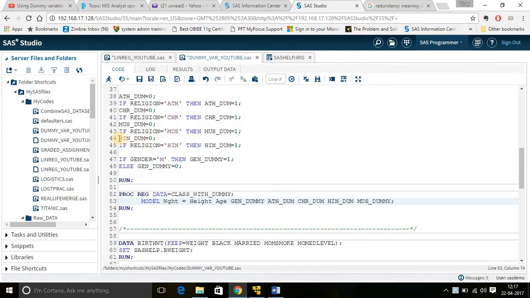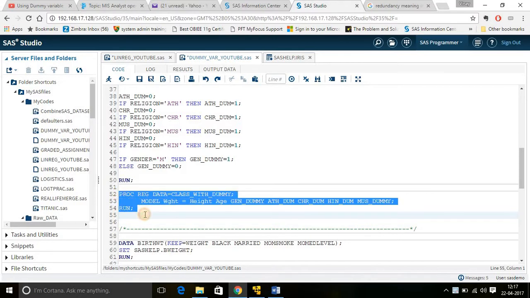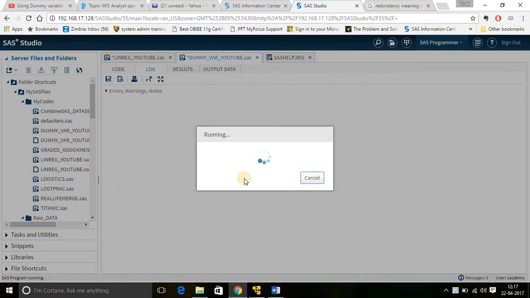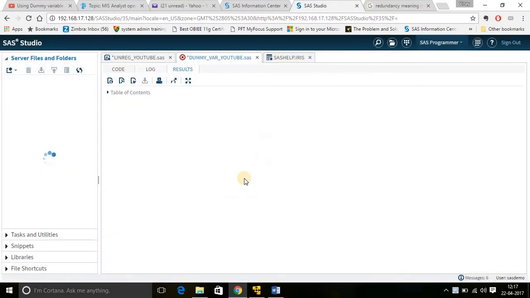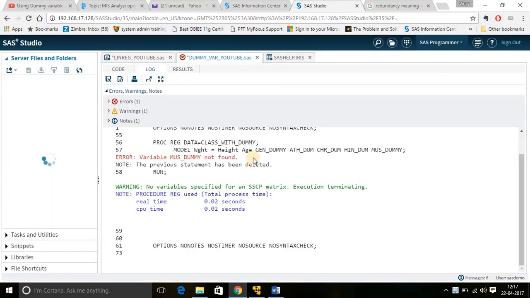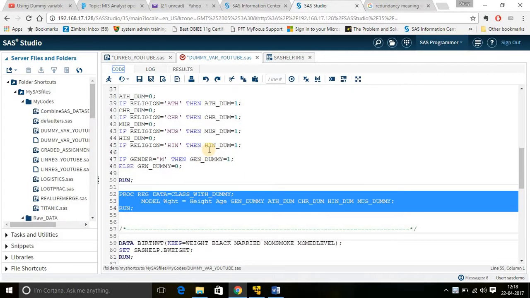We need not create an extra variable. We can simply do it like this. Okay, and go ahead. But just to show you how it affects the result, I have done it on purpose, to show you the effect of collinearity and multicollinearity. So in the results we will see it will give us some kind of error. Okay, just hold on a second.